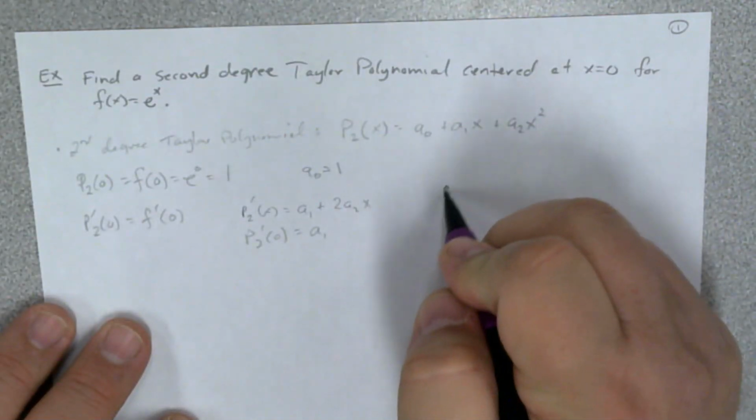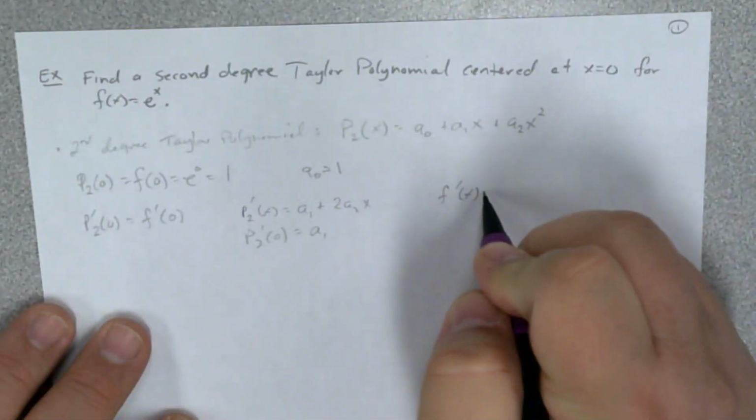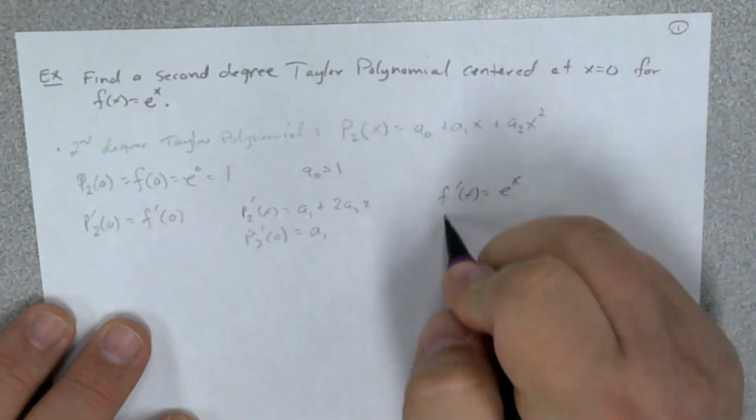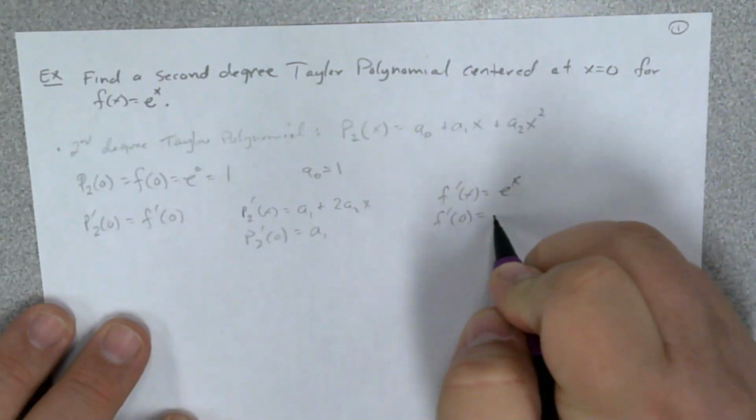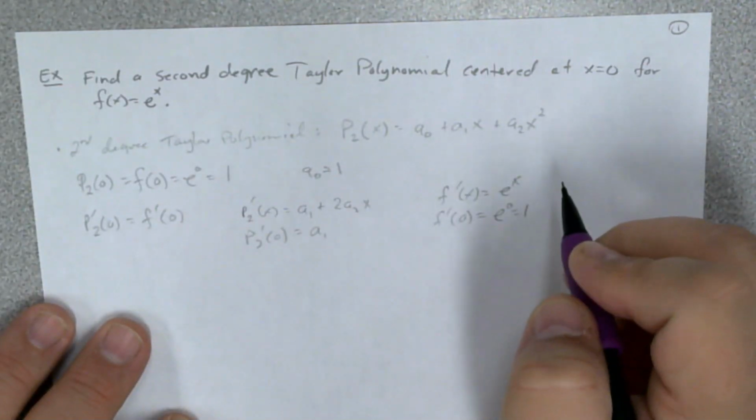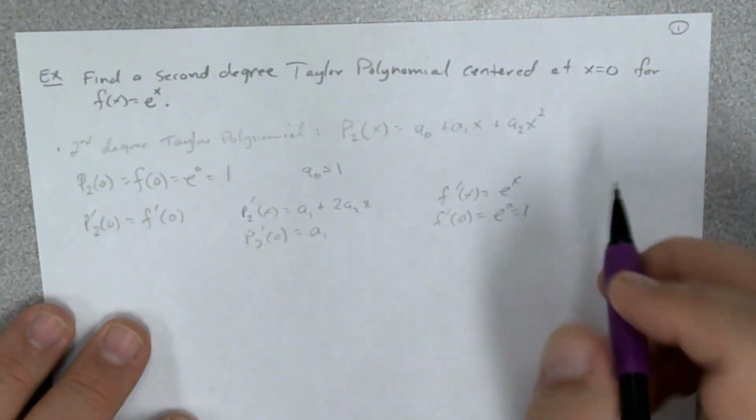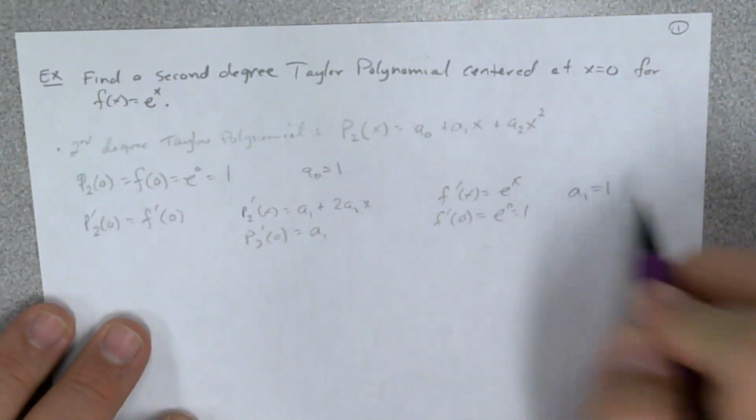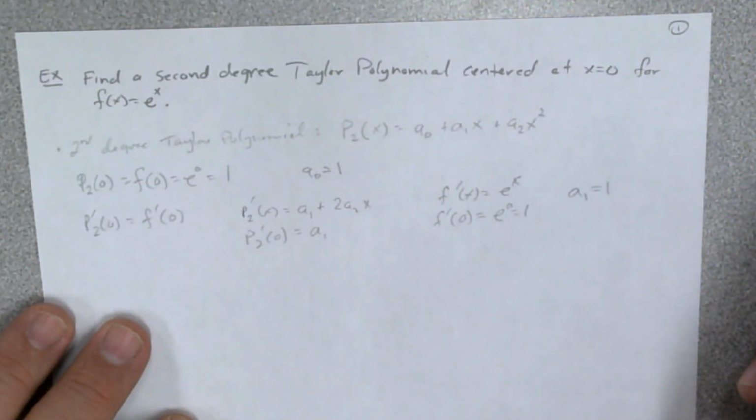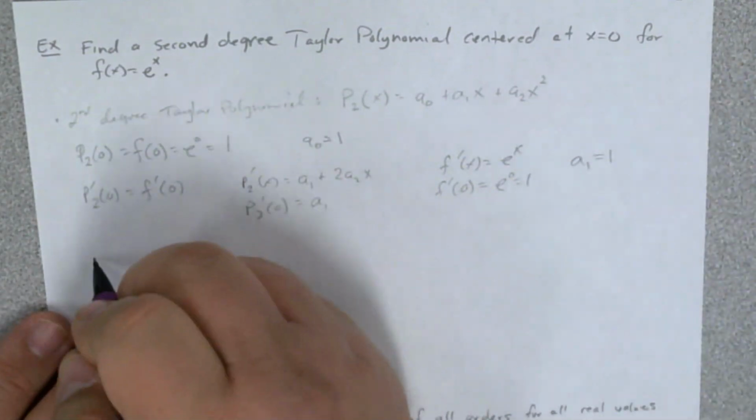So what is the derivative of f of x? It's going to be e to the x. And what is f prime at 0? That's e to the 0, which is 1. So combining these things, we want these to be equal. Then I just found out that a sub 1 has to be 1. And then keep on going.